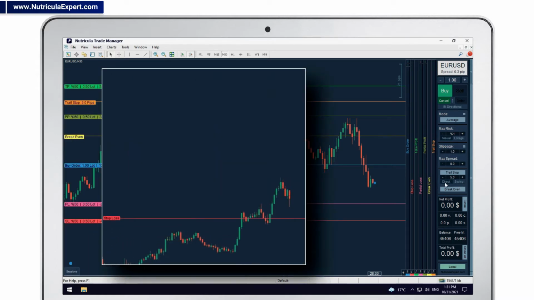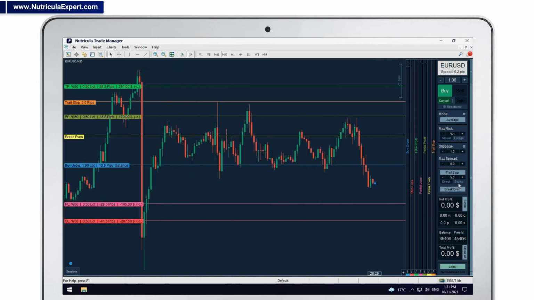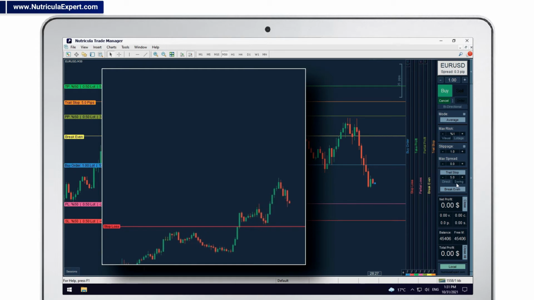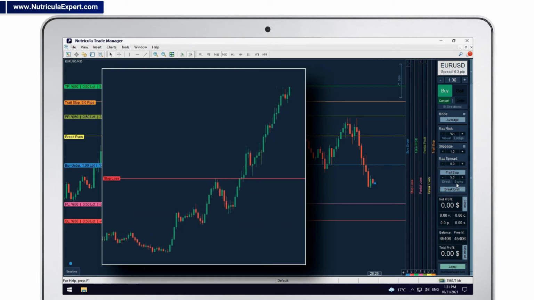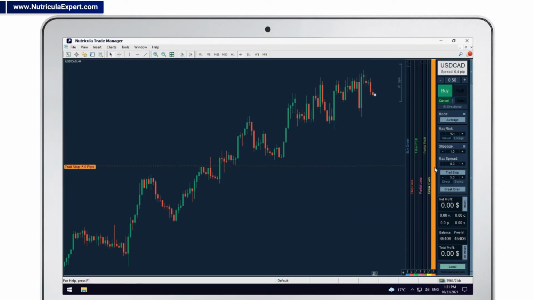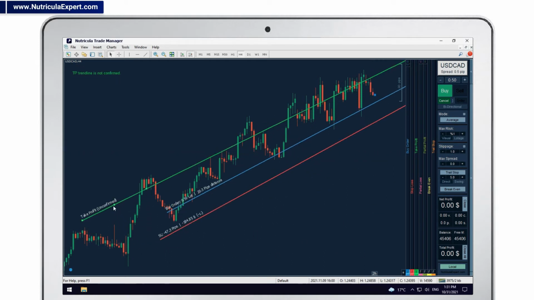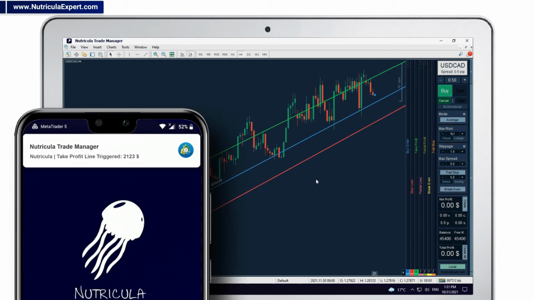The direct method, which moves the stop loss constantly behind the price, and the swing method, that as soon as a new swing is formed, transfers the stop loss automatically behind this new swing. Wonderful! But that's not all. Can you believe that you can place all these horizontal and static lines as dynamic trend lines? How about a trendy order? Let's place its stop loss like this and its take profit with this angle. Cool, isn't it? Besides, Nutricula sends a notification on your phone whenever one of your lines is triggered.